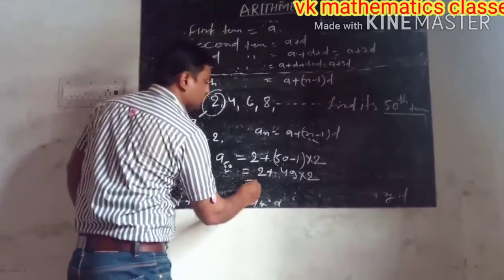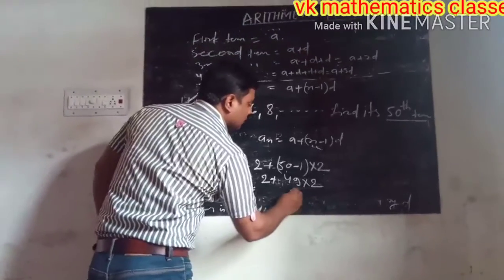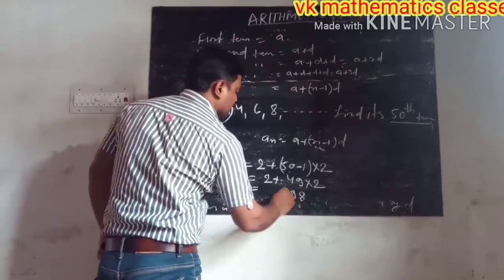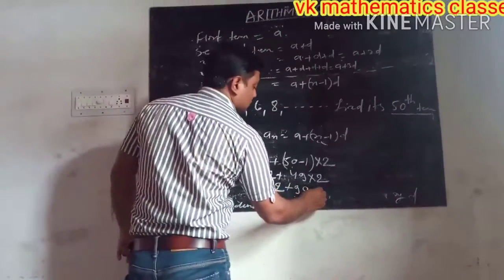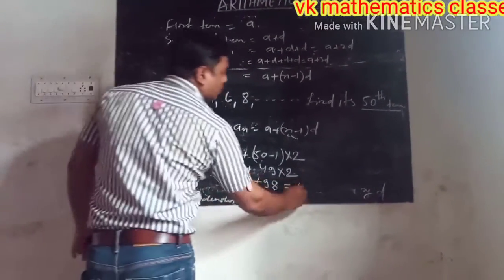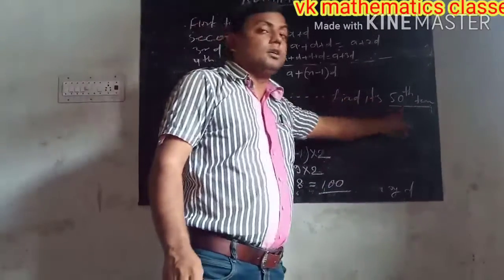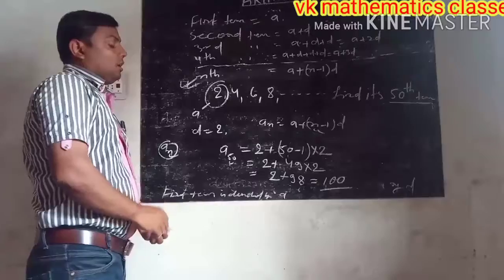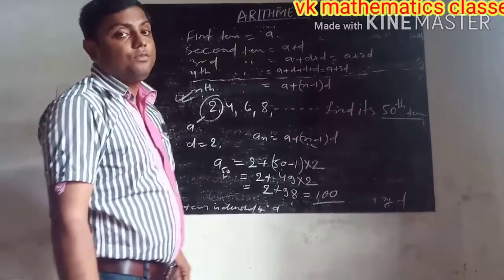Here 98, 2 plus 98, here 100. This is the 50th term. Now again we discuss the sum of nth term of AP.